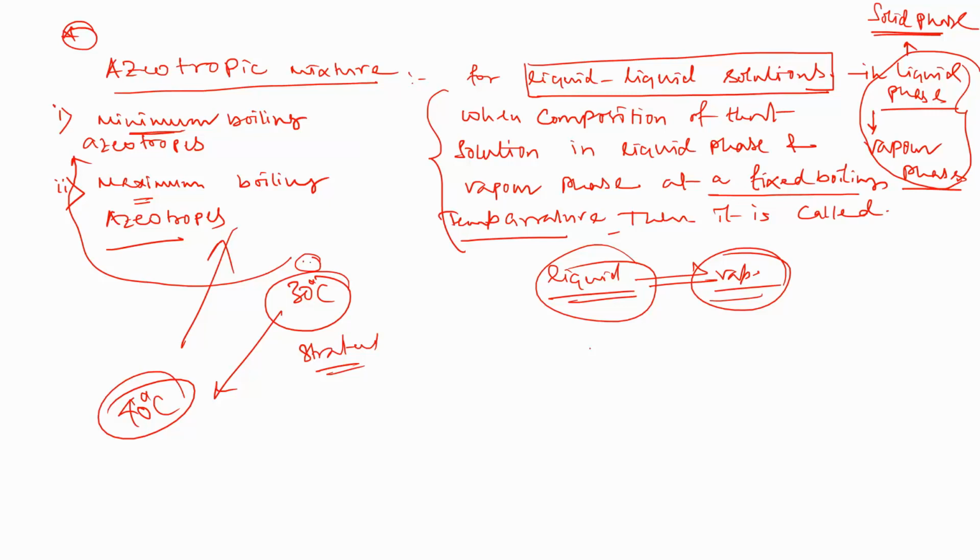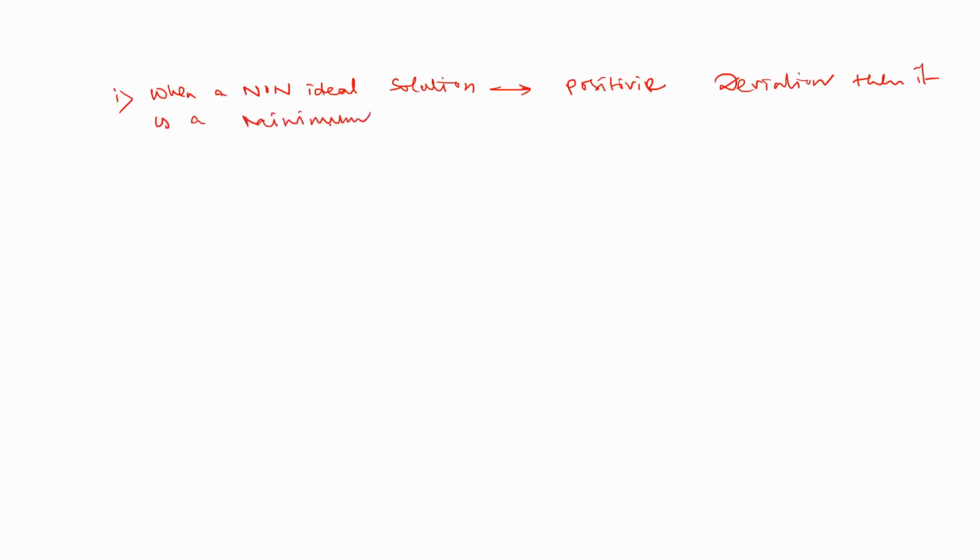So if we correlate non-ideal solutions with azeotropes, when a non-ideal solution shows positive deviation, then it will show the minimum boiling azeotrope. So if I write here the point: when a non-ideal solution shows positive deviation, then it is a minimum boiling azeotrope at a specific composition.